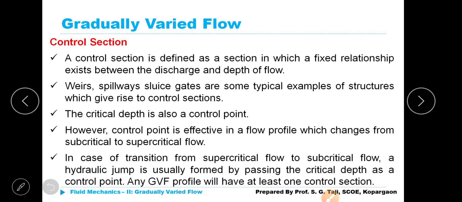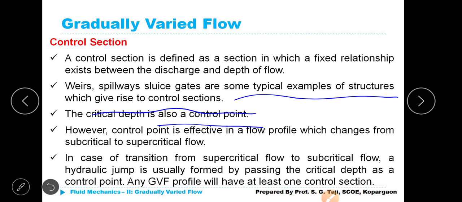Control section. A control section is defined as a section in which a fixed relationship exists between the discharge and the depth of flow. Weirs, spillways, and sluice gates are some of the typical examples of structures which give rise to control sections. The critical depth is also a control point, of course.